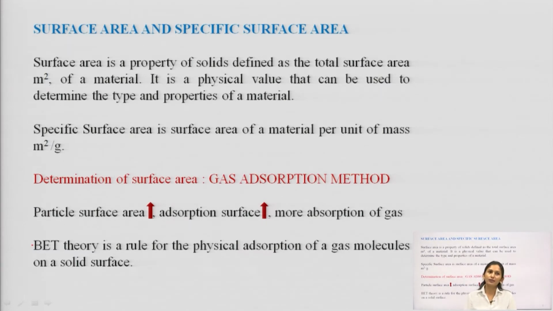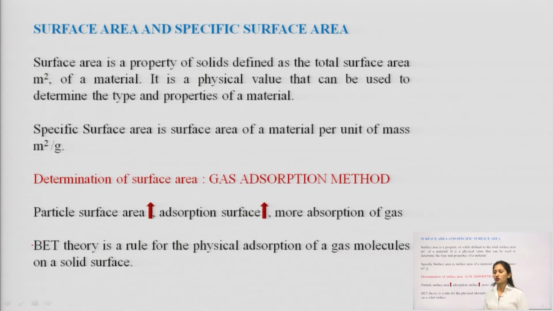in the form of a unit, square meter, of a material. It is a physical value that can be used to determine the type and properties of the material. Specific surface area is the area of a material per unit of mass, and that unit is m square per gram. So, if we determine the surface area of a unit quantity, then it is known as the specific surface area. Surface area and specific surface area have the same relation as amount and concentration.